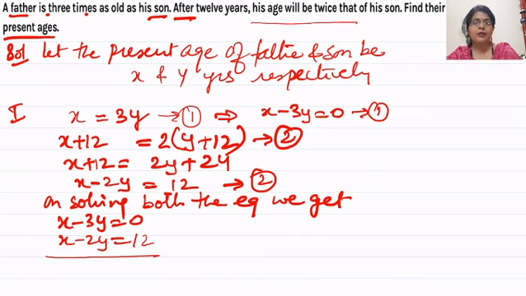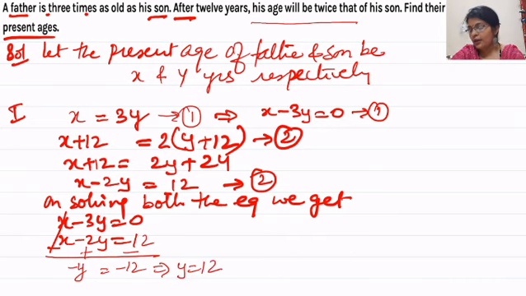Here we feel that elimination is the better way. So just simply changing the sign, we can very easily solve. X cut gaya. What do we get? Minus 3y plus 2y, minus y, and minus 12. So y is equal to 12. So बेटे की एज क्या आ गई? 12 years आ गई.